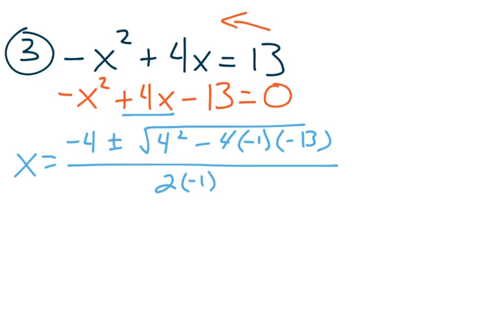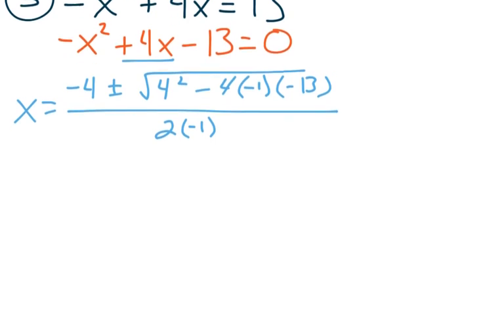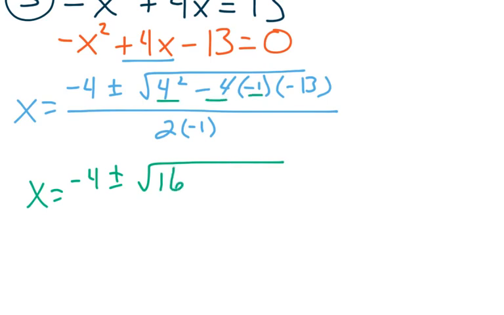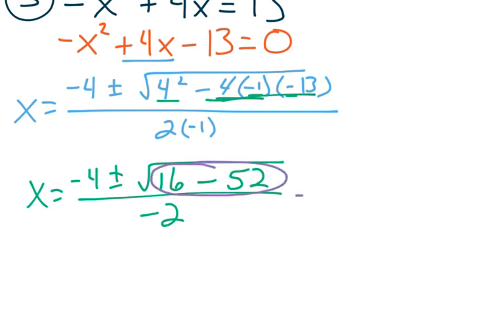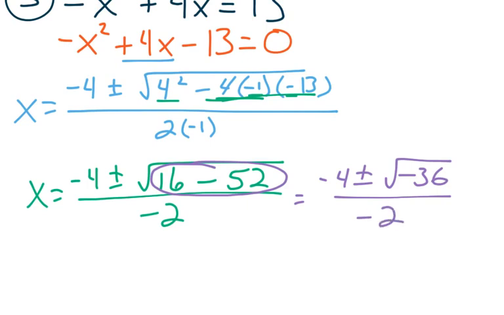Okay, so let's keep simplifying here. X equals, we still have negative 4, plus or minus the square root of 4 squared is 16. Negative times negative times negative is a negative. 4 times 1 is 4. 4 times 13 is 52. And all of that gets divided by negative 2. 2 times negative 1 is negative 2. Okay, so let's keep going. We can do 16 minus 52, and what that's going to give us is negative 36. And all of that gets divided by negative 2.